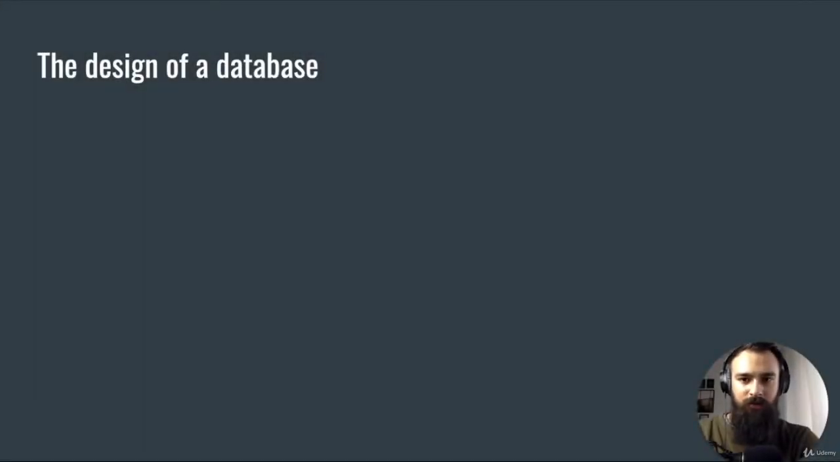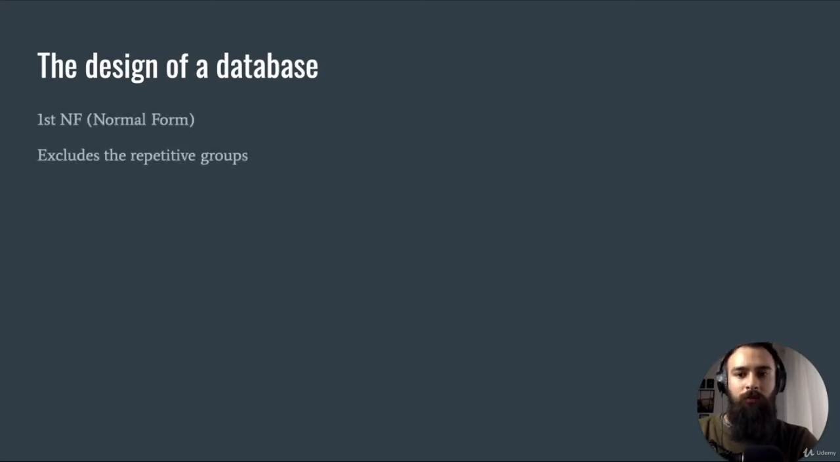The design of the database. The design is the process that I talked about earlier, where we define that conceptual schema. But in order to create a good design, we need to keep in mind some rules. These rules are called normal forms. There are several normal forms which we can use, but I'm only going to talk about the first three.